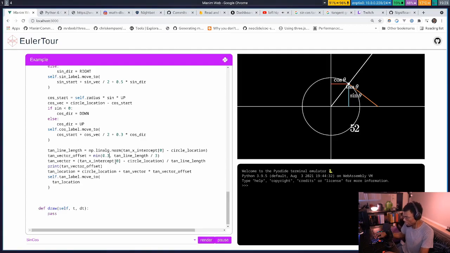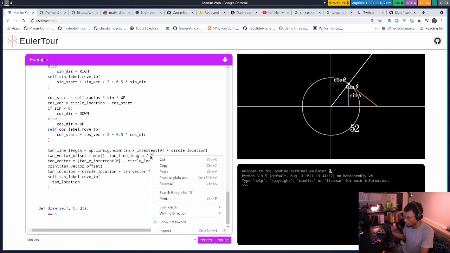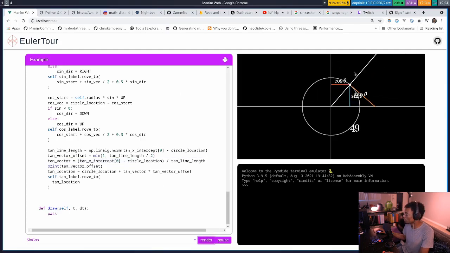Let's change this back to half. Tangent line length. I think this can be 1 now, and this divided by 2. Great. Now all I need to do is offset the tangent label so the line isn't crossing through it.